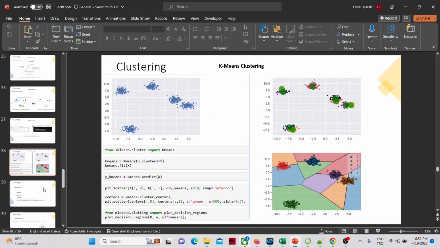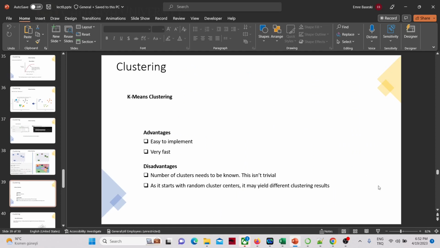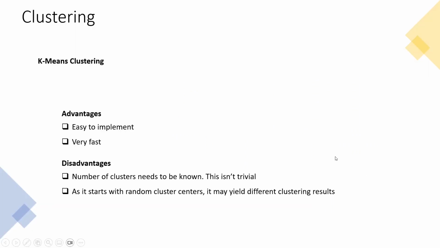Now let's go back to our k-means. So what are the advantages? It's pretty easy to implement. It's pretty fast. Disadvantages: it requires the number of clusters to be known, and that's not trivial. With the elbow method, you may not be able to find the best k all the time.